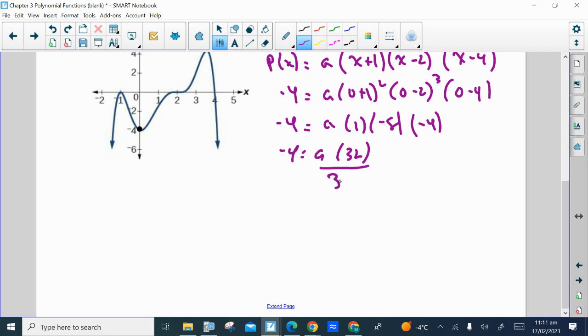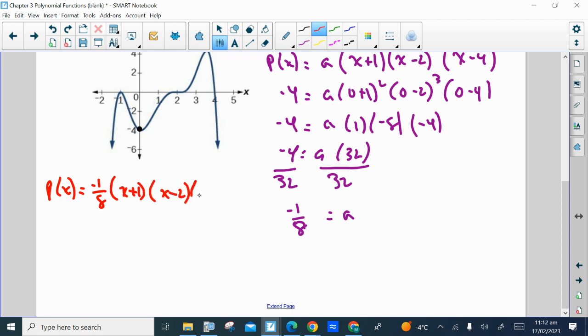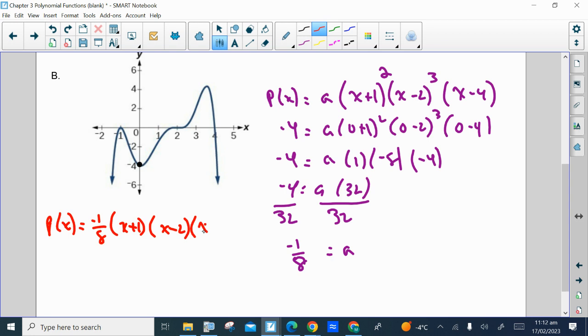And when you divide both sides by positive 32, we get a negative value for a, which we knew we needed because it opens downwards. A will equal -1 over 8. And we can now write our equation for p of x. So the x minus 2 is cubed, the x plus 1 is squared. Because of what the graph does at those points.